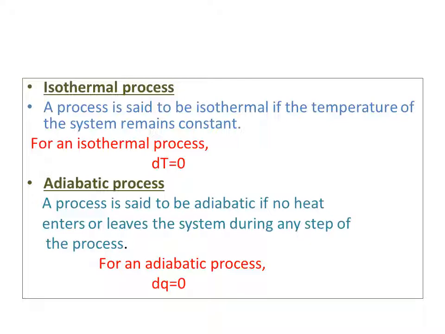Then adiabatic process. A process is said to be adiabatic if no heat enters or leaves the system during any step of the process. This adiabatic condition is attained by thermally insulating the system. For all adiabatic processes, dQ is equal to 0. That is, there is no change in heat energy.